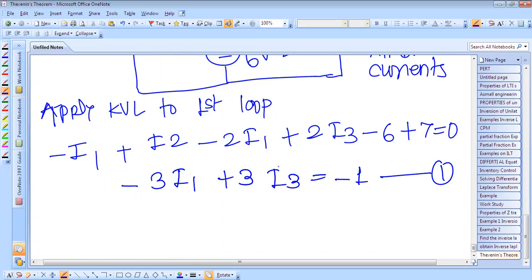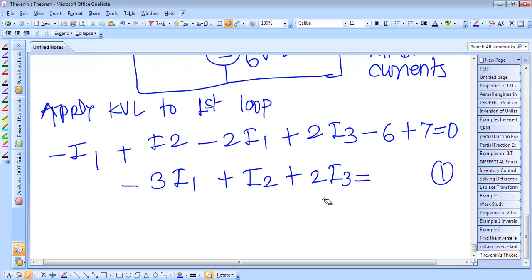I2 is also there. Okay, some mistake is there. So I1 is here, minus 3 I2 is also there, plus 2 I3, and this is equal to minus 1. Okay, so this is equal to minus 1.